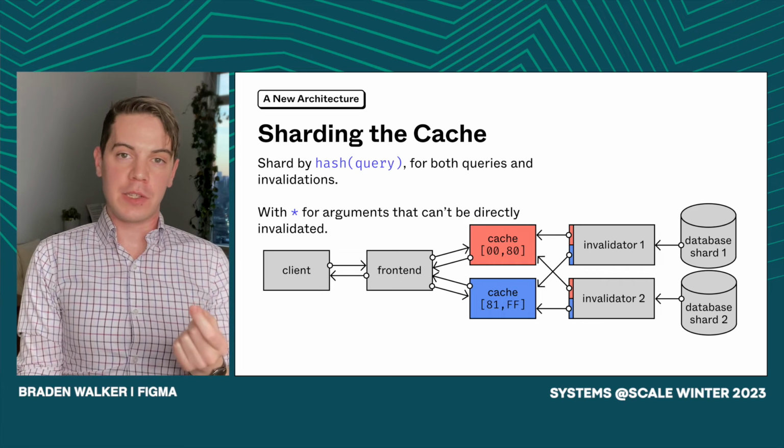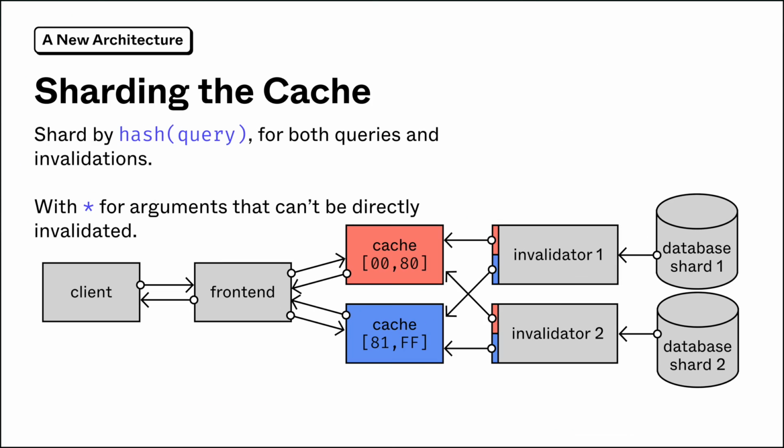So we take the caches and we also shard them, but we shard them by a hash of the query. So we take the entire query, the shape plus its arguments, and we hash them together to figure out which cache node is responsible for a query. Now, when an invalidator generates a cache key invalidation, it can also hash that invalidation and send it directly to the cache that's interested in it.